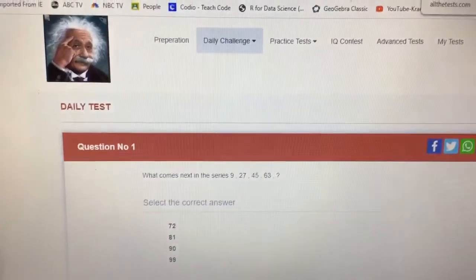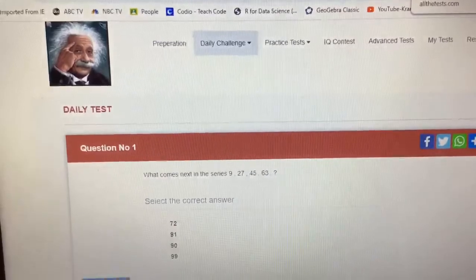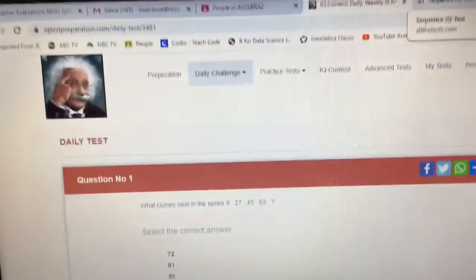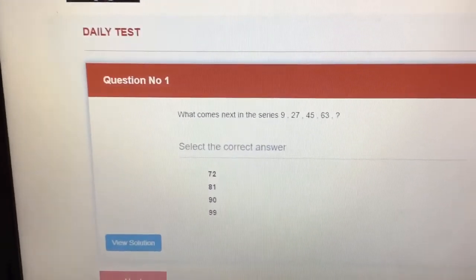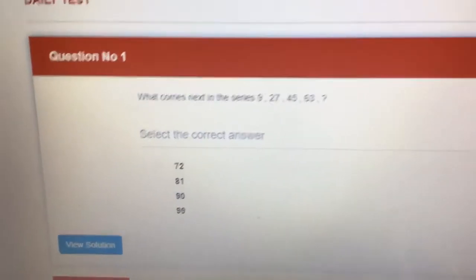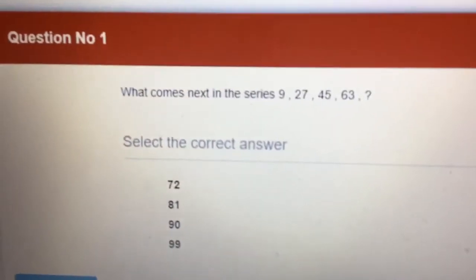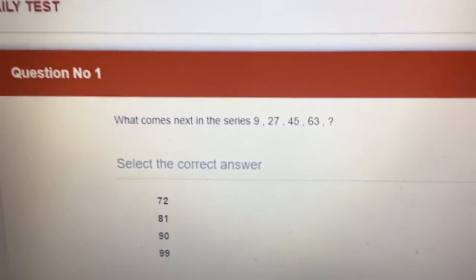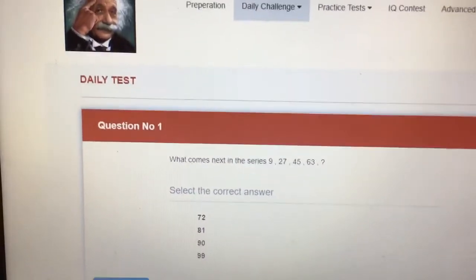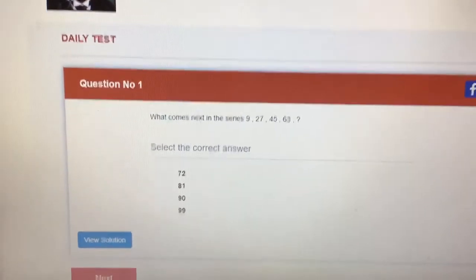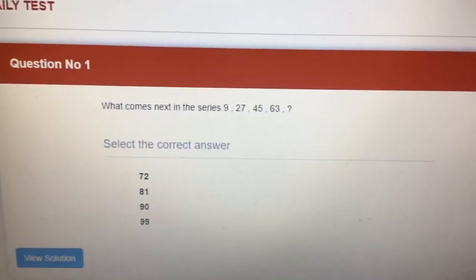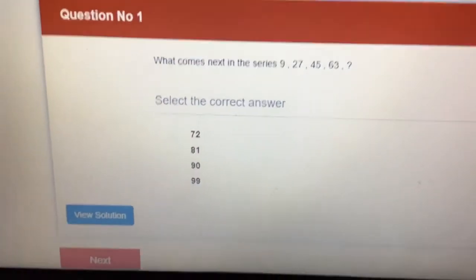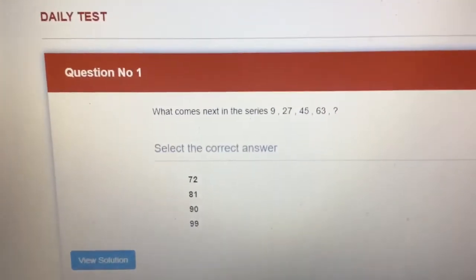Hello again, Mrs. Crayons, Honors Algebra 2 class, working on sequences and series. We haven't got to series yet. What comes next in that should actually say sequence. Question number 1, daily test: 9, 27, 45, 63. What do you think?